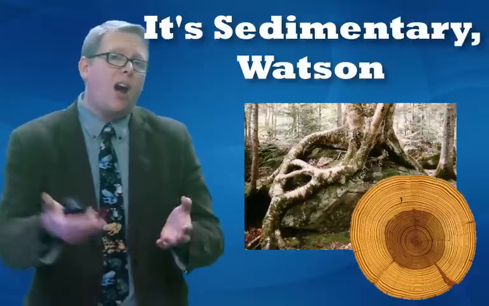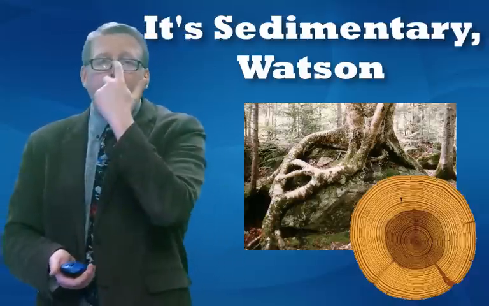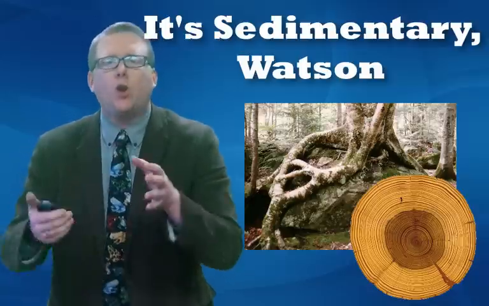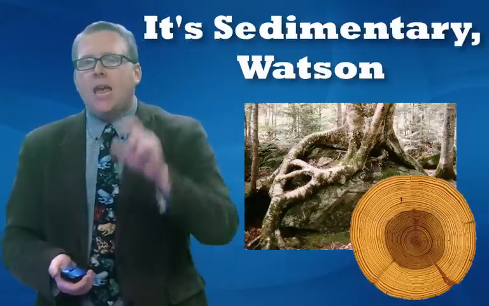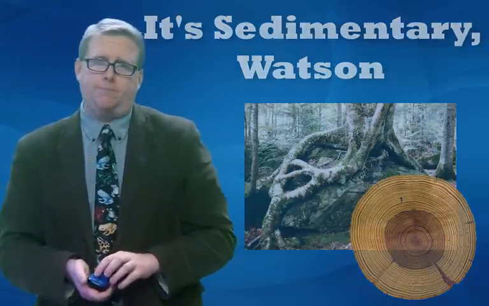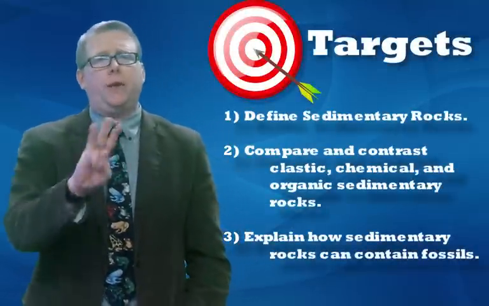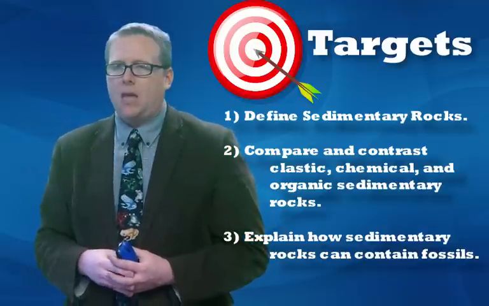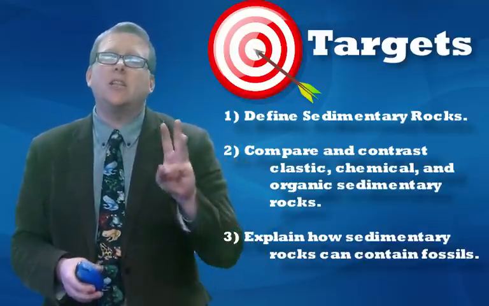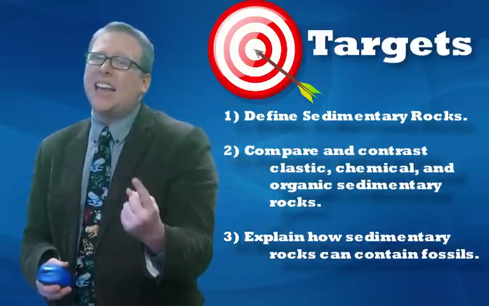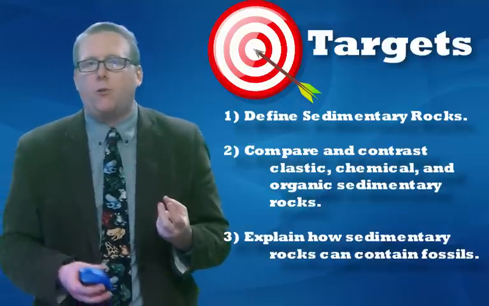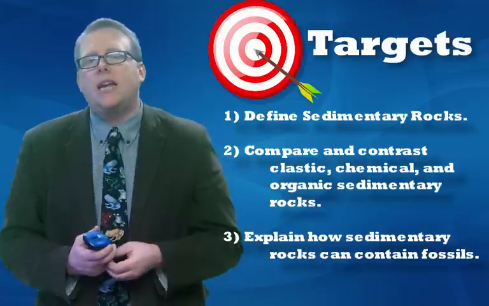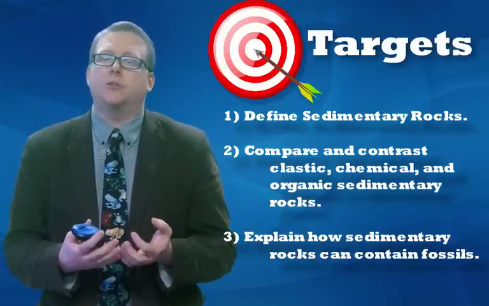There's actually a type of rock that does it too, and in this video we're going to be looking at a type of rock that acts almost like a tree ring for our planet. It records the history of our planet. In this video we're going to look at sedimentary rock. In particular we're going to do three different things. One, we're going to define exactly what a sedimentary rock is. Then we're going to compare and contrast the three different types: clastic sedimentary rock, chemical sedimentary rock, and organic sedimentary rock. And finally, we're going to see how sedimentary rocks can contain fossils and record our history.